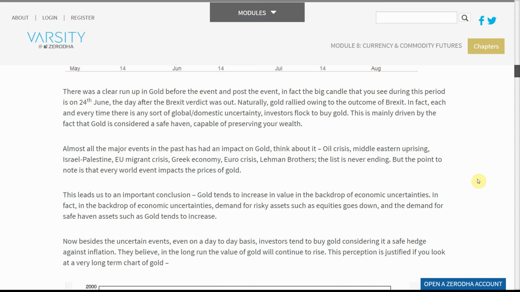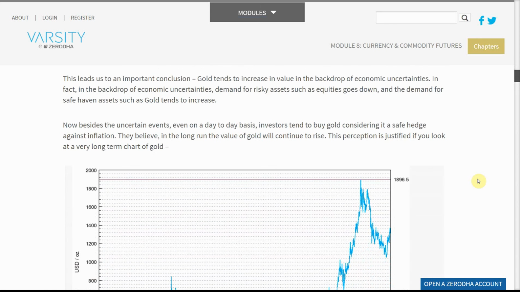Think about it: oil crisis, Middle Eastern uprising, Israel-Palestine, EU migrant crisis, Greek economy, Euro crisis, Lehman Brothers. The list is never ending. But the point to note is that every world event impacts the prices of gold. This leads us to an important conclusion: gold tends to increase in value in the backdrop of economic uncertainties.